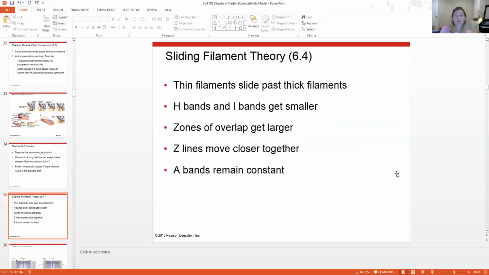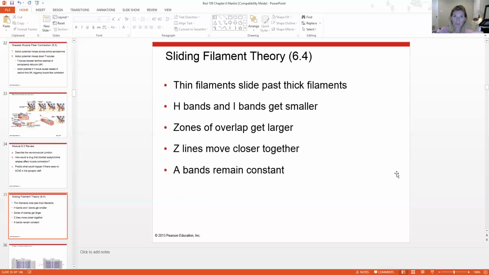Let's talk about this theory called the sliding filament theory. Now, we know in science that a theory is based in scientific evidence. It's based in data. We're calling it a theory because nobody has observed every single muscle contraction to make sure this is how every single muscle contraction occurs. We've seen it enough times to know that this is probably the way all of them occur, but we can't call it fact because we haven't actually seen all of the muscles that have ever contracted. So that's why it's called a theory.